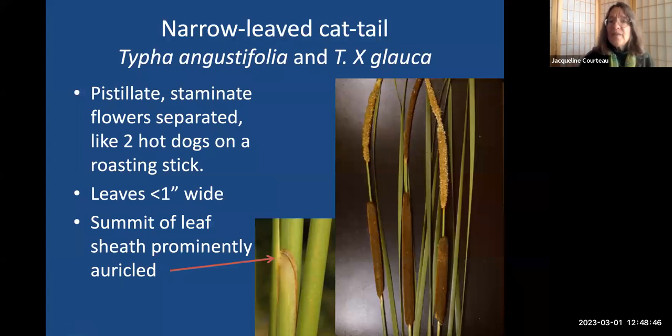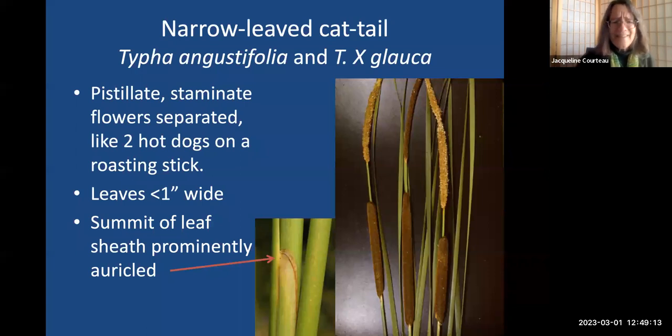Cattails. The narrow-leafed cattail, Typha angustifolia, is non-native. We have a native, and the native hybridizes with the non-native to form hybrid glauca. So a couple of key characters: the pistillate and staminate flowers on this invasive are separated by some stem. It's like two hot dogs roasting on a stick. And the leaves are narrower.